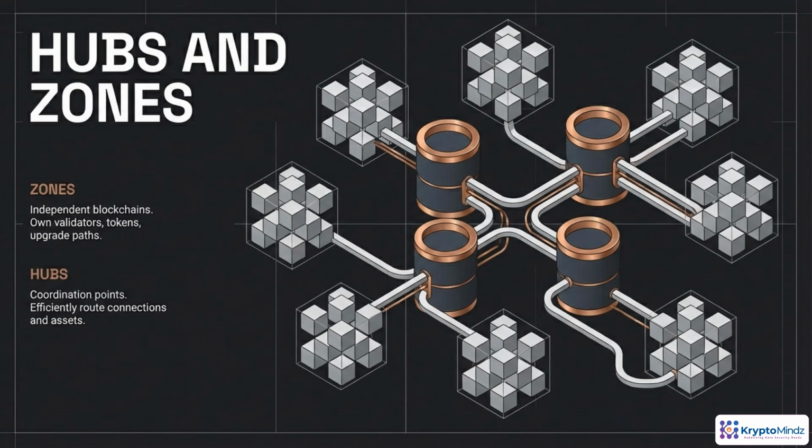You can picture the Cosmos network as many independent blockchains, called zones, connected through a smaller number of coordination chains, called hubs. Each zone is sovereign. It has its own validators, token economics, and upgrade schedule, and it can evolve without asking permission from the rest of the ecosystem. Hubs don't control zones. They focus on efficiently routing connections and assets between zones, acting like highly reliable routers for the Interchain.